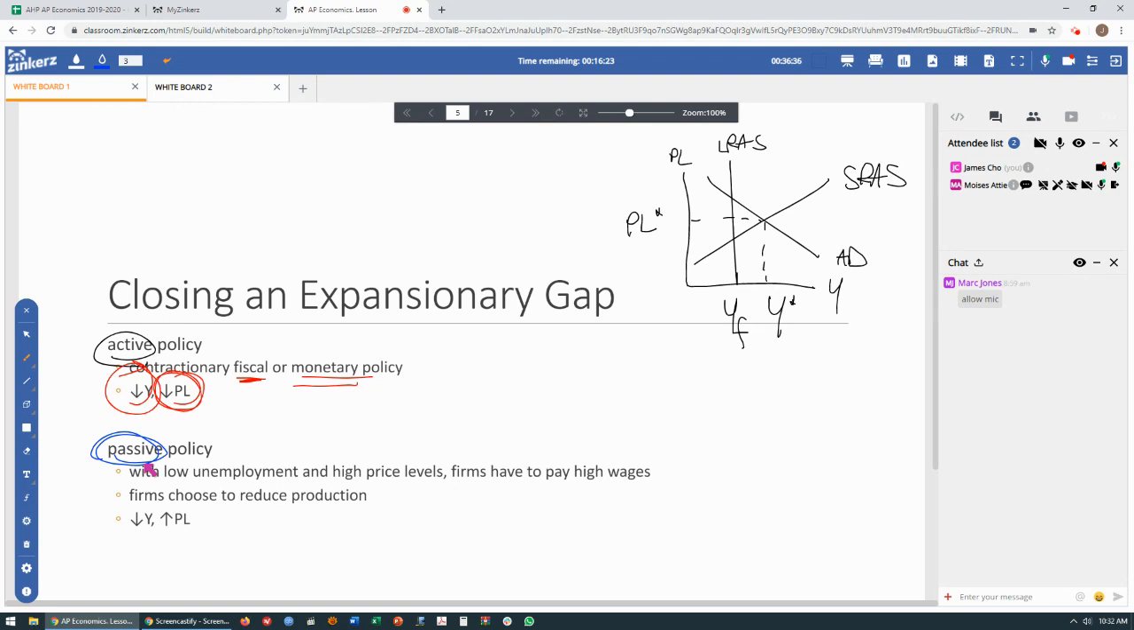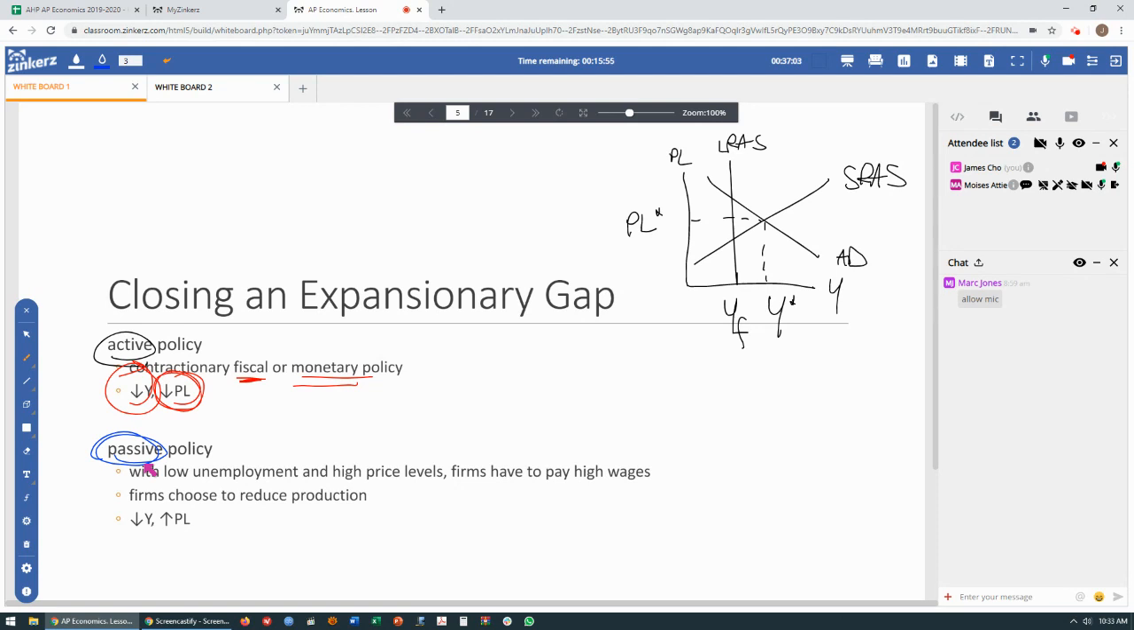Now let's do it in terms of the classical way, the passive policy. Usually when you decrease prices and also decrease the GDP, in the long run the economy may stabilize again, and you will have more GDP with lower prices. Okay, let's work with the passive policy.